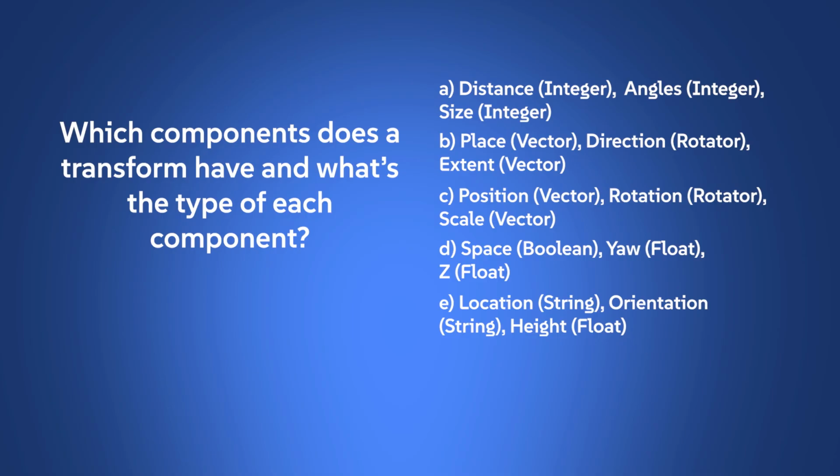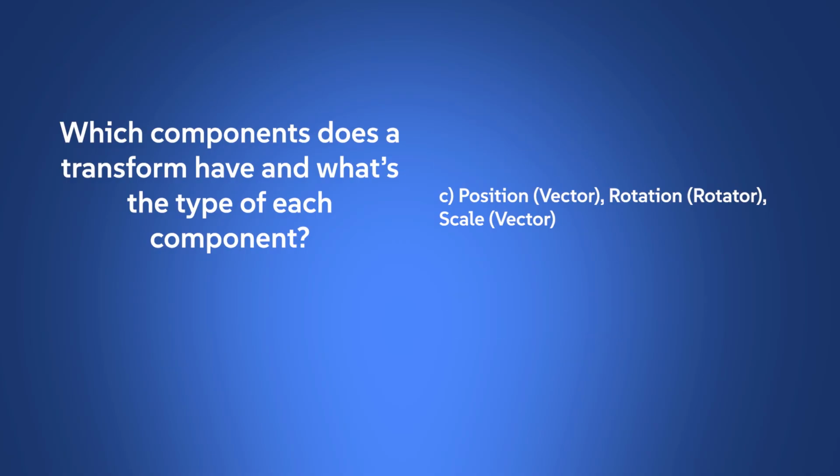The correct answer is letter C. A transform is composed of position, rotation, and scale that are respectively a vector, a rotator, and another vector.